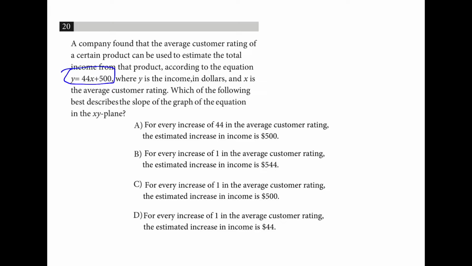This equation shows us how the average customer rating influences the total income from different products. And the X here is the average customer rating. So it seems like the income goes up based on every increase in the average customer rating, and it goes up by 44. So if the average customer rating goes up by 1, the estimated increase goes up by 44.